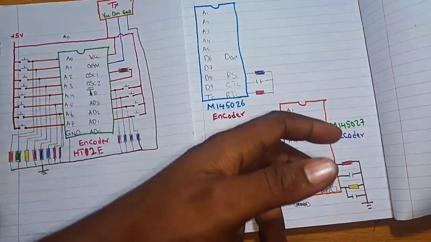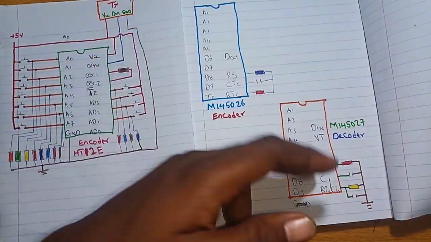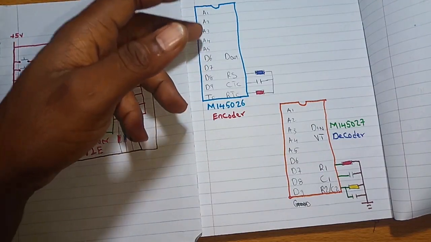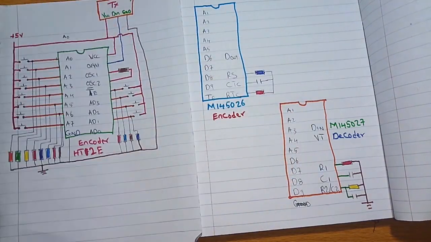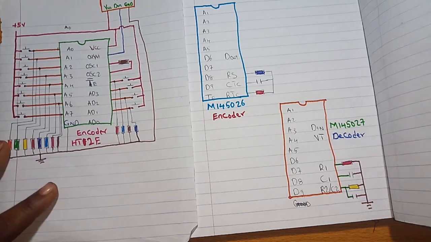So in order for these two to communicate, the address line must be the same. I will show you that on the practical side. So let's go to the practical aspect.